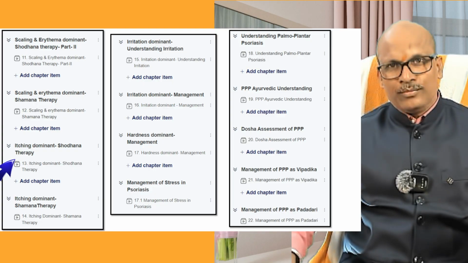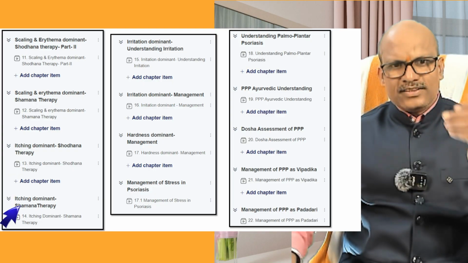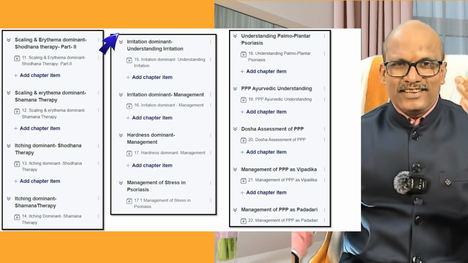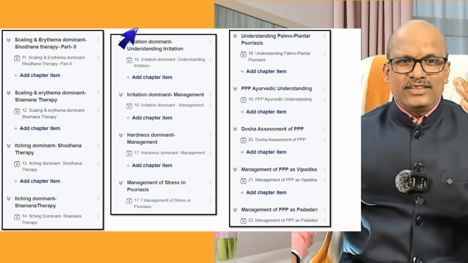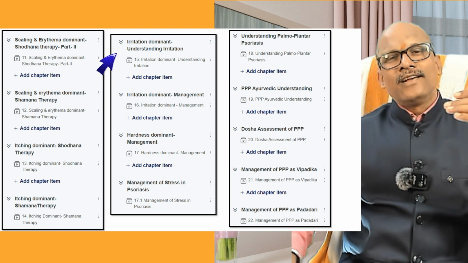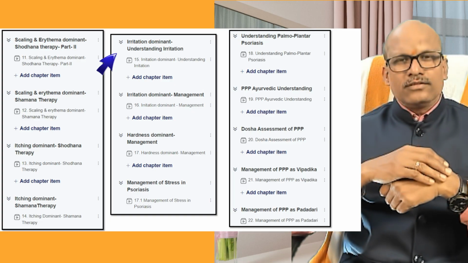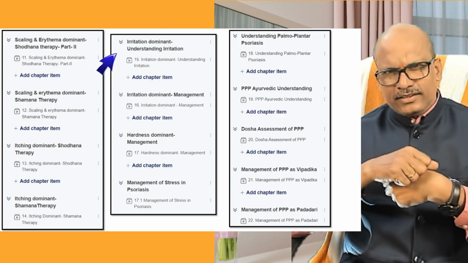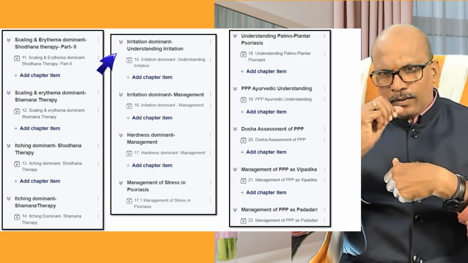Next comes itching dominant psoriasis. Again Shodhana, Shamana. Next is irritation dominant psoriasis. Before understanding irritation dominant, we need to understand the difference between irritation and itching. Like if an insect crawls on the body, what do we do? We scratch. We call it itching.